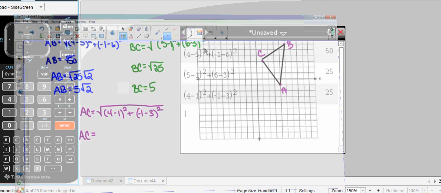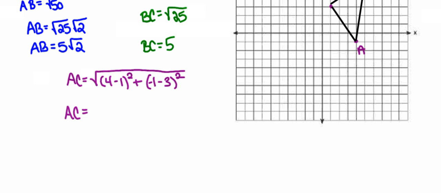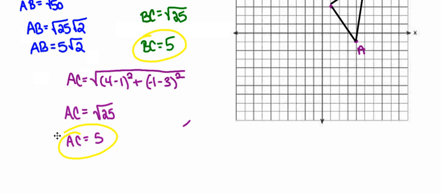Excellent. I was starting to get a little bit worried there because I knew if they're asking me to prove that this triangle is isosceles, that two of these lengths should come out the same. And indeed, when all is said and done, two of these sides do have equal measure.